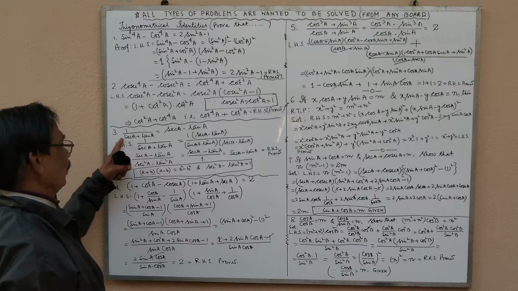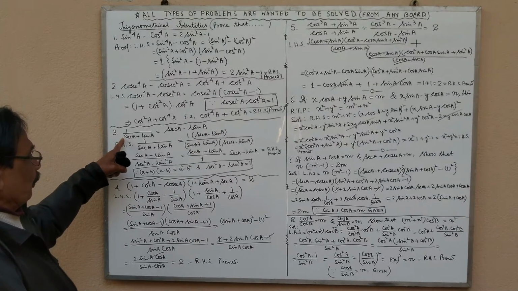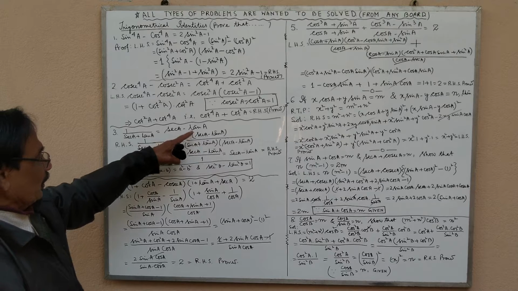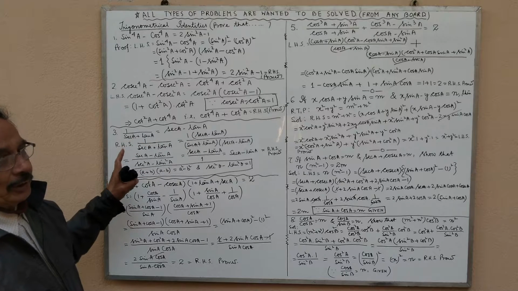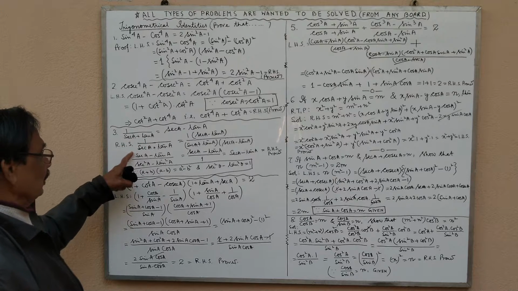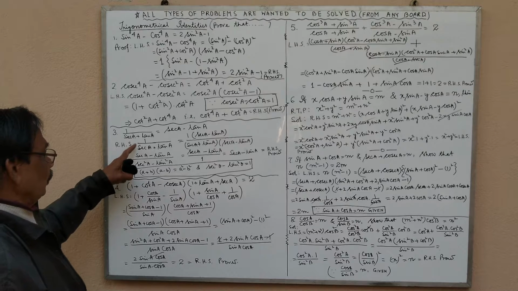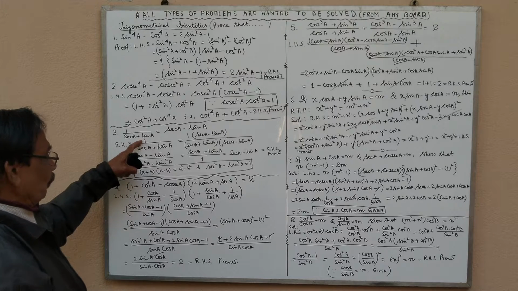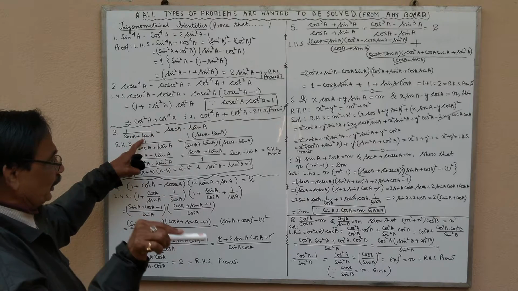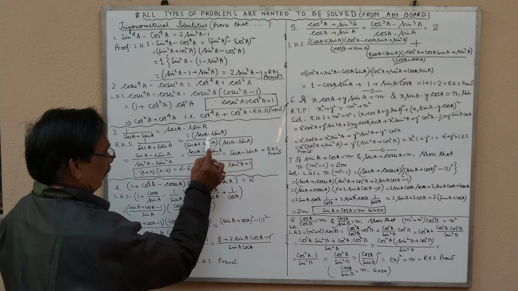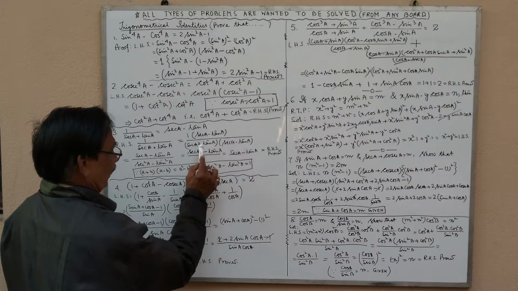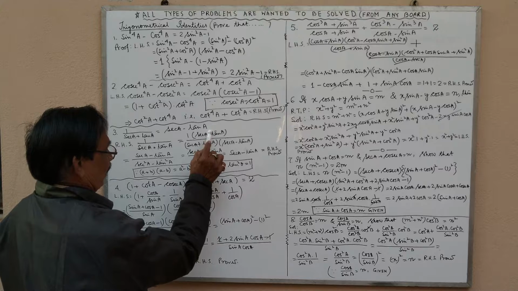Next, 1 by (sec a plus tan a) equals sec a minus tan a. This side is complicated. We will take the left side to solve. So multiplying both the numerator and denominator by sec a minus tan a. Here it is plus, so we will take minus.